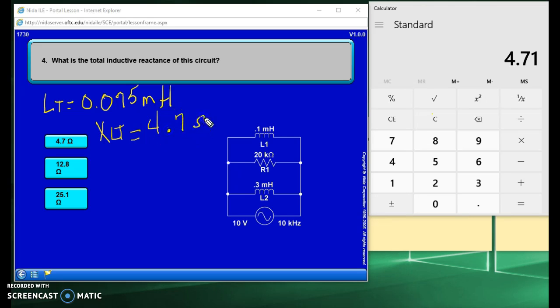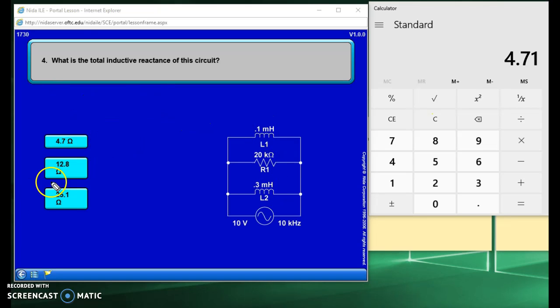Since I thought we were having to go a little deeper, I want to re-explain that. The very first thing, it wanted total inductive reactance, and again, inductive meaning just the inductors. It wanted inductive reactance, which is X of L total. So first we had to arrive at our L total, then take that L total and apply it using 2 pi FL to get our X of L total. And that is the 4.7 ohms. I'm about to clear the screen, so if you need to back up, just let me know. So we'll answer 4.7 ohms, and hopefully we're right.